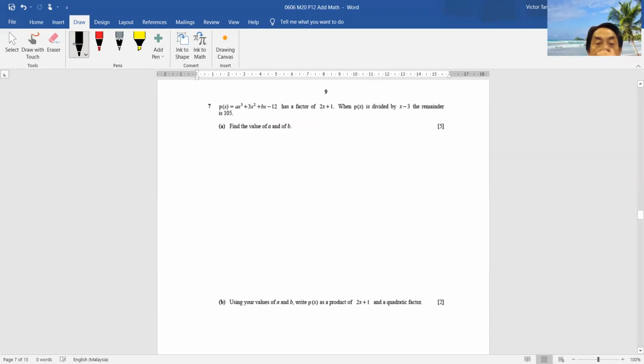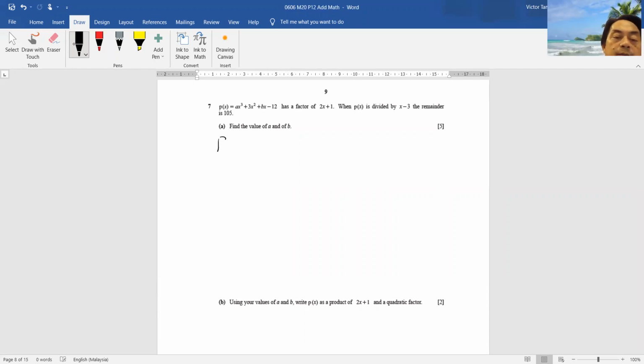Next question, question 7. Function P(x) is ax cubed plus 3x squared plus bx minus 12 has a factor of 2x plus 1. When P(x) is divided by x minus 3, the remainder is 105. Find the values of a and b. So you've got to generate two equations and solve simultaneously.